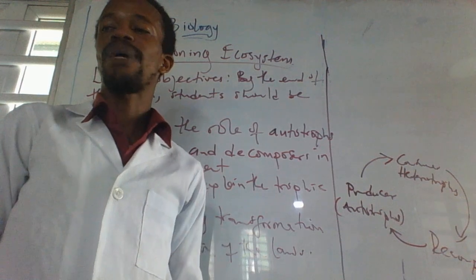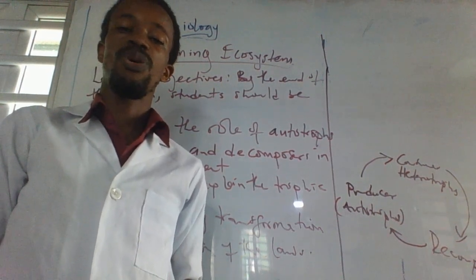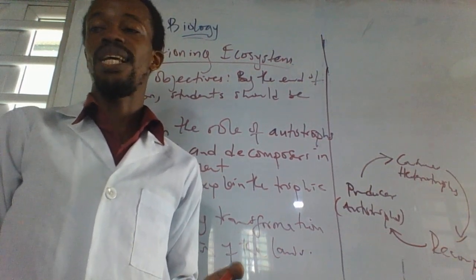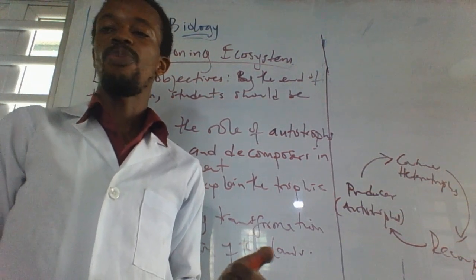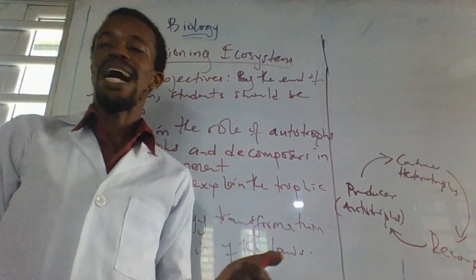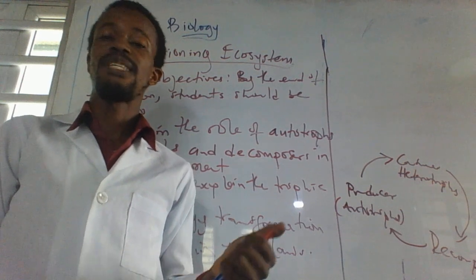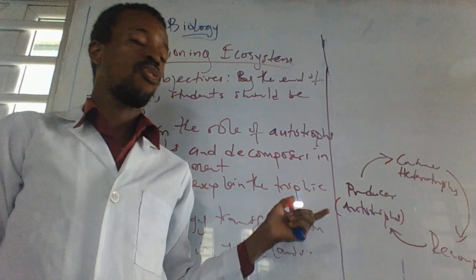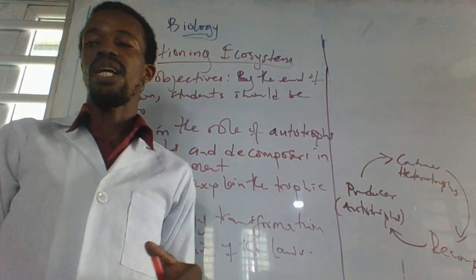So in that pattern we call it the trophic levels, or levels of feeding. The first step, as I always explain, is the step at which food is being made. The trophic levels are each step along a feeding pathway, and they explain how food and energy are transferred from one level to the other levels.